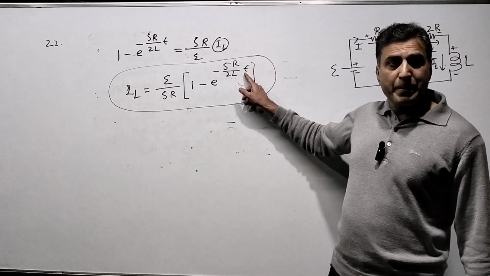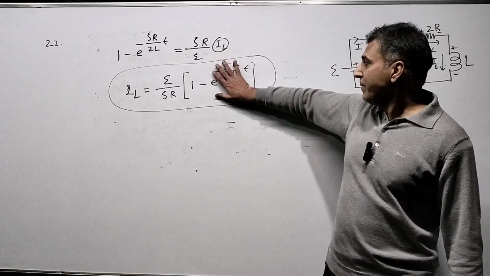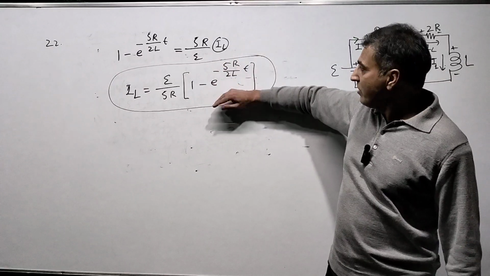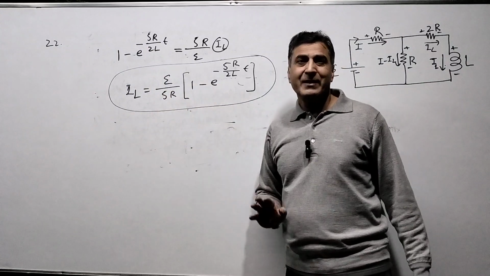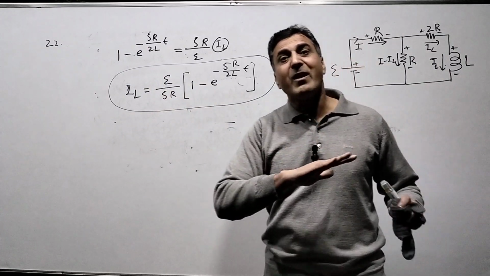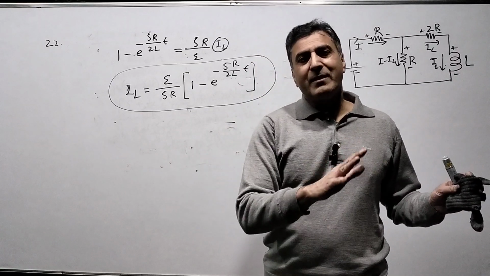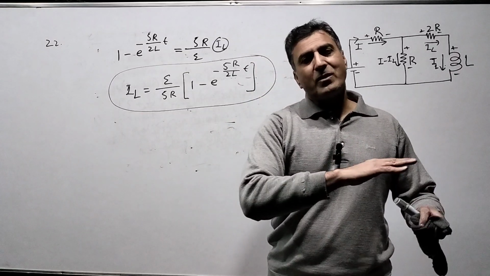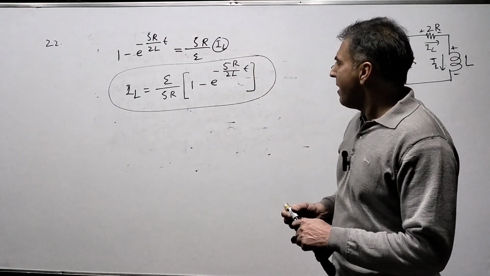T tends to infinity. It is e raised power minus infinity, that will become 0. So this part goes and the current through the inductor is E by 5R. That is the maximum current and that is the final constant current. Right? And by that time, the inductance does not show any reactance. It allows the current to pass through. It is a short circuit. Right? Okay.